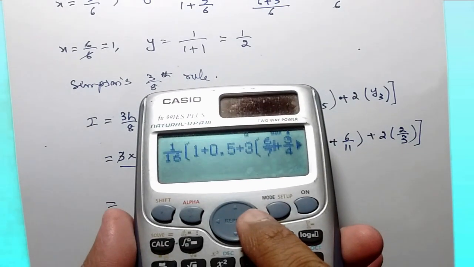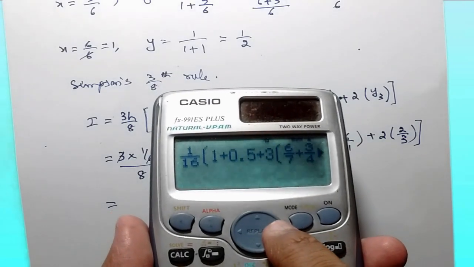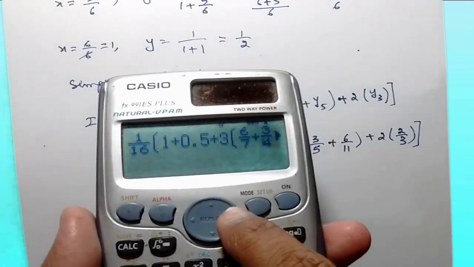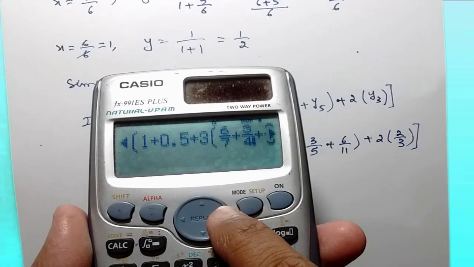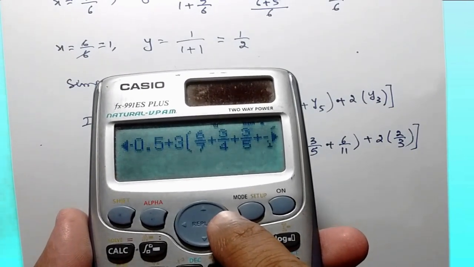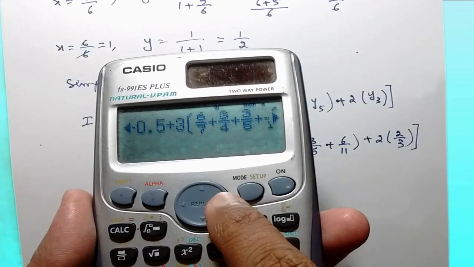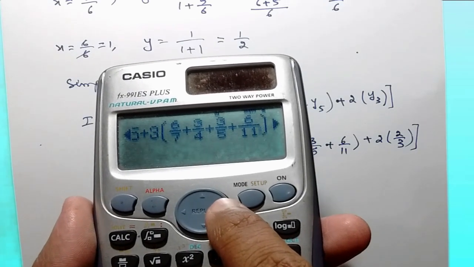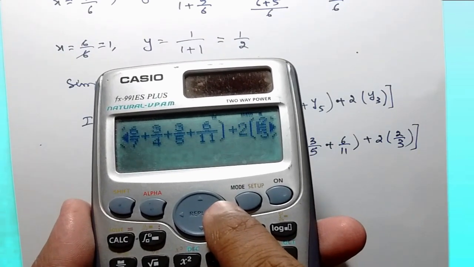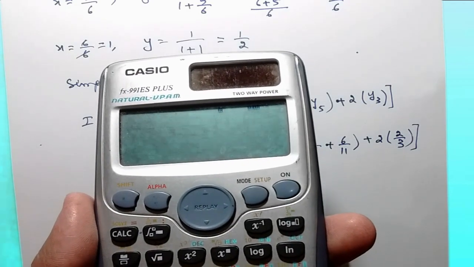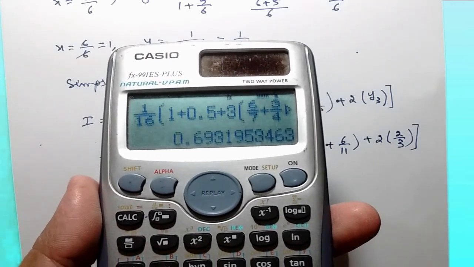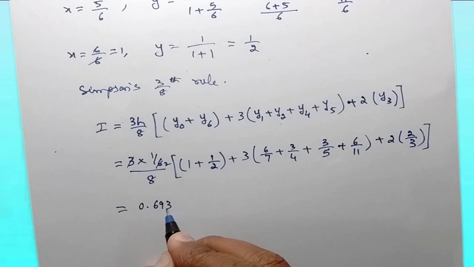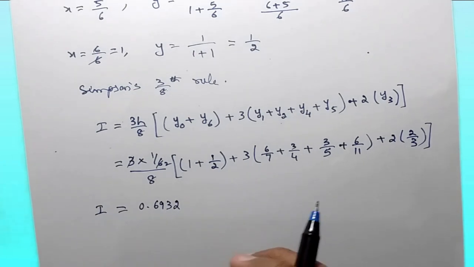Just observe the values over here. It is 1 by 16 times of. So 8 times of 2, 16, I have multiplied. It is 1 plus 1 by 2, I have written it as 0.5, plus 3 times of 6 by 7 plus 3 by 4 plus 3 by 5 plus 6 by 11, plus you have 2 times of 2 by 3, right? I just typed in all the values. It is 0.69319, or you can approximate and write the value to be equal to 0.6932. So that's the value of I you have got.